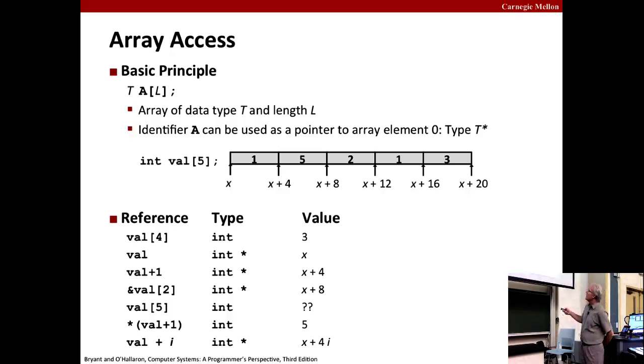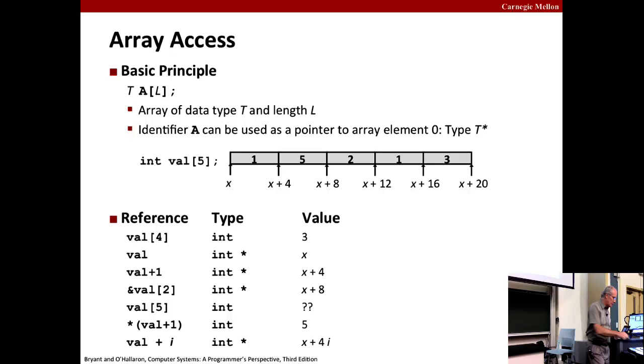But I can also just refer to val, and its underlying data type is an int star. It's a pointer to ints, and its value would be x. A pointer is, remember, an address, just the address of the beginning of the array. And I can do pointer arithmetic on val, which, in C, is a little confusing. We'll go back and forth, because in C, when you do pointer arithmetic, like you say p++ for a pointer.